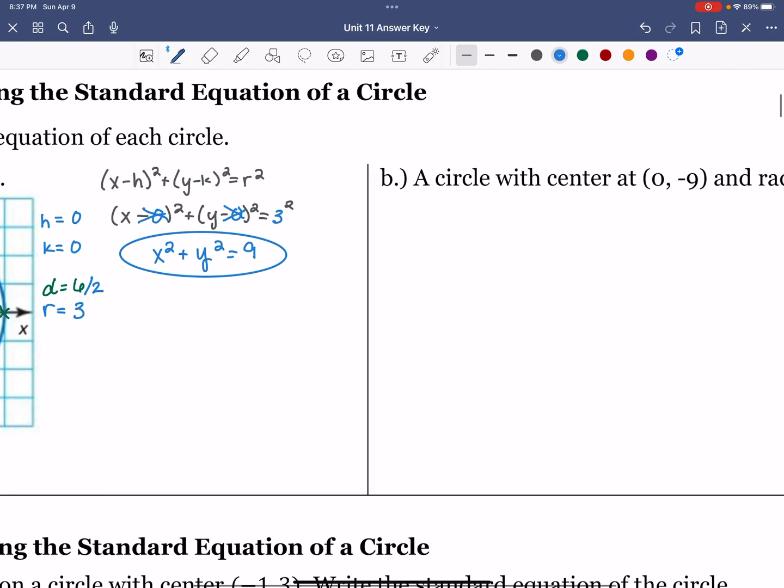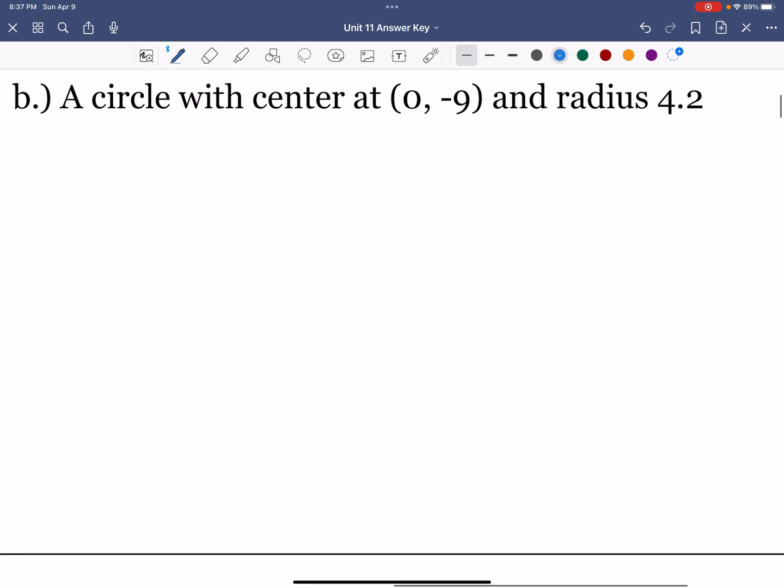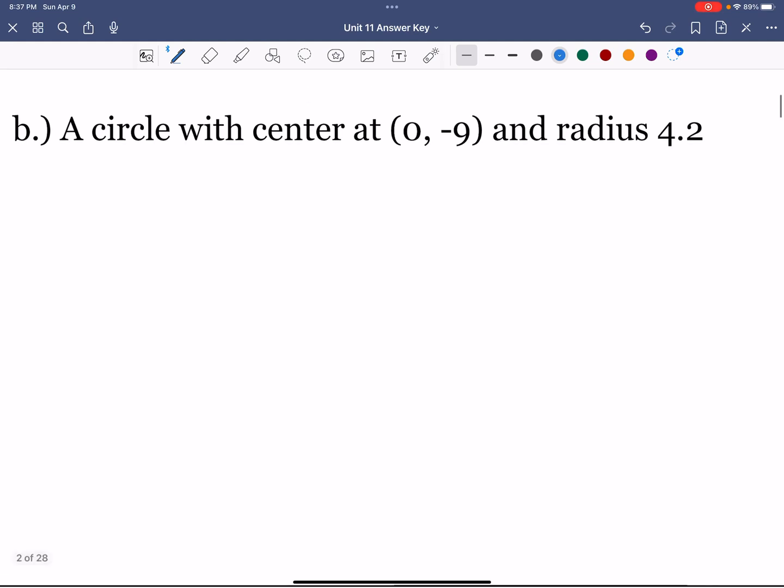Now the second way that you'll see this is if I'm given the center and I'm given the radius. In this case, I'm told that my circle has a center at 0, -9. So this is now my h and my k. And then I have a radius of 4.2. So I'm going to go ahead and say that x minus h squared plus y minus k squared equals my radius squared. And then I'm going to leave my little placeholders.